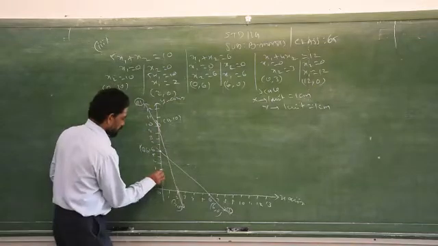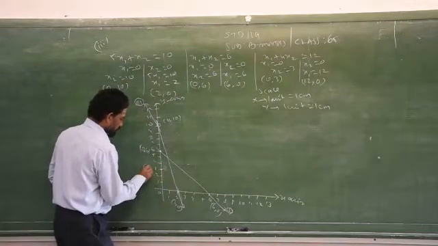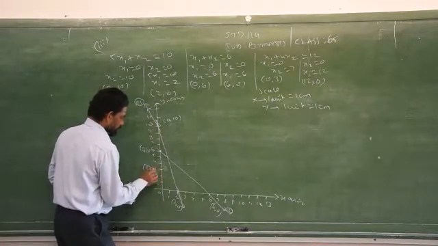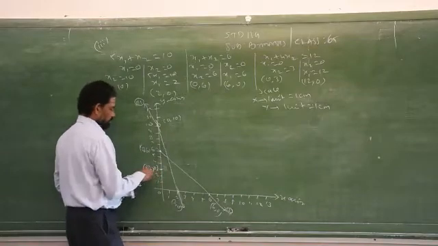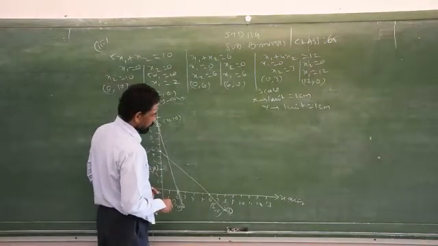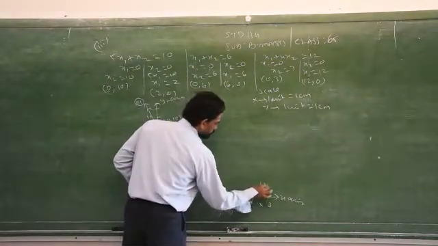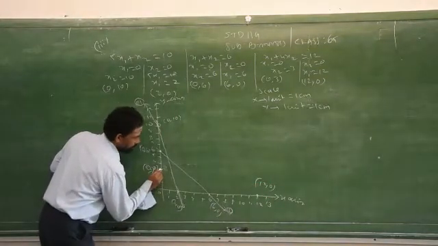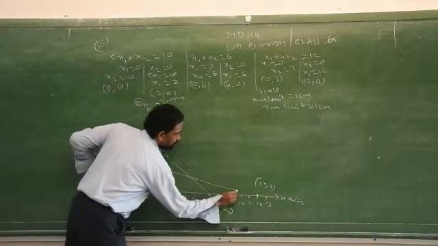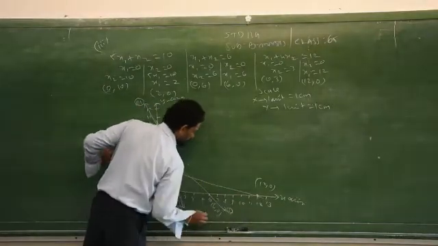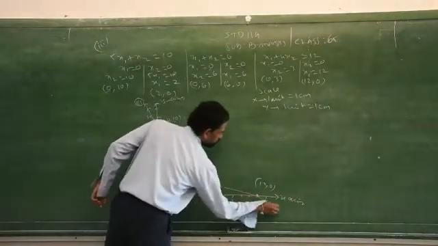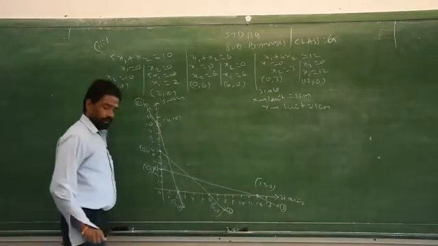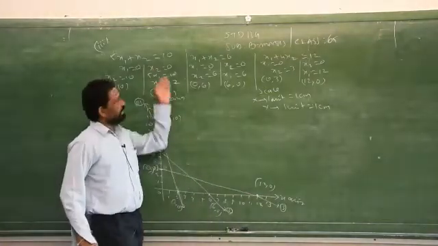Then the next one, 0, 3. You can write outside or inside, that is your wish. 0, 3, then 12, 0. So you have to connect them with the help of the scale. Equation number 3.